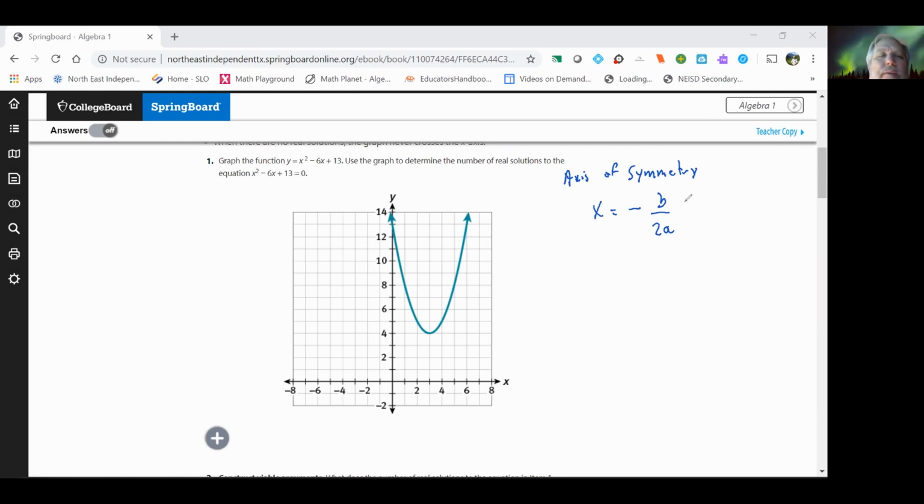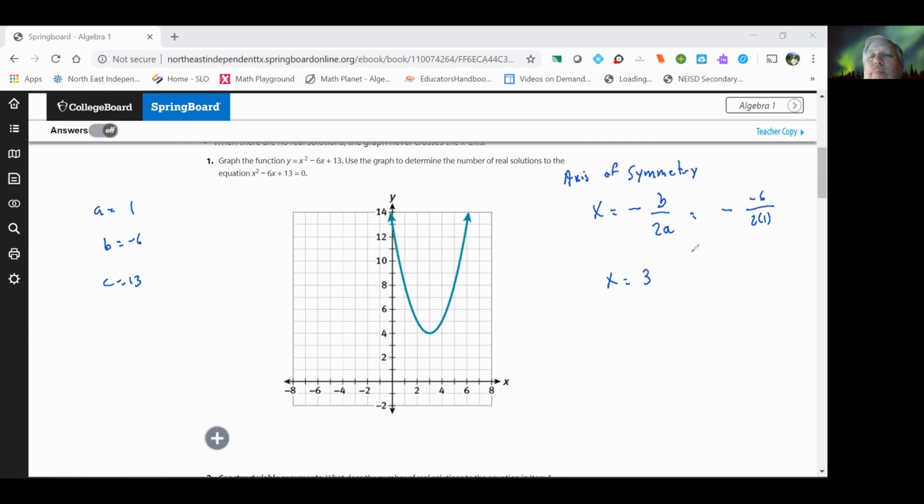And so we just go ahead and fill this in. First of all, we want to know the information. We have a is equal to 1, b is equal to negative 6, and c is equal to 13. So it's going to be negative, and then negative 6 over 2 times a, so 2 times 1. So we end up with x is equal to, now I have a negative and a negative, two negatives in this whole thing, so it's going to be a positive. And 6 divided by 2 is 3. So my x value is going to be 3.